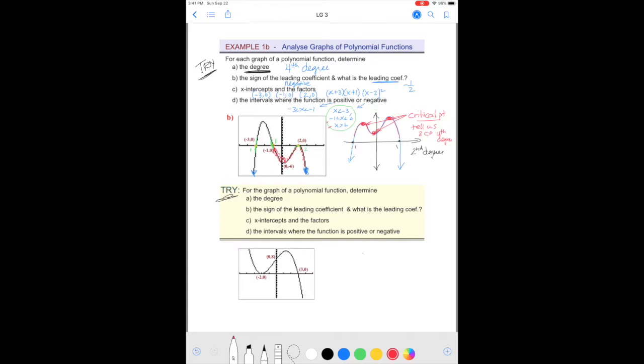All right. And the other try, I'll just write the answers there, and hopefully you got these. The degree for this try would be a 3, and the sign would be negative. It's going down. All right. The leading coefficient, we'll figure that out. So y equals a bracket x plus 2, and the multiplicity there is 2, and then x minus 3 multiplicity 1.